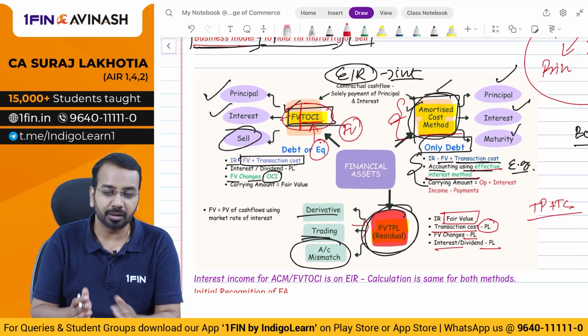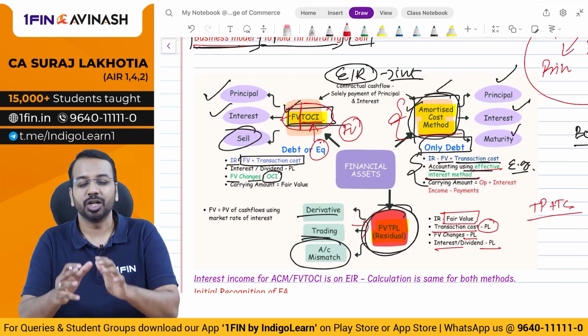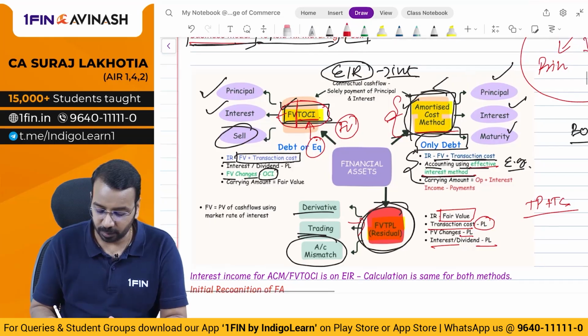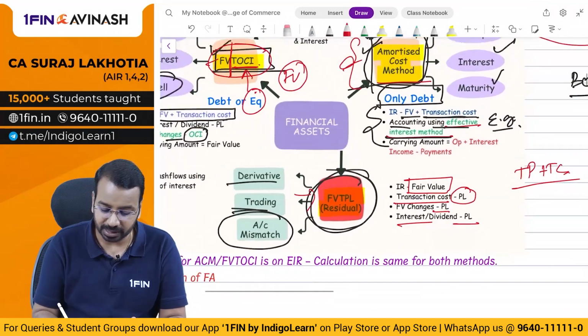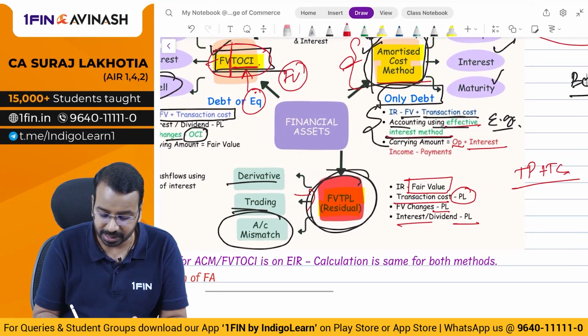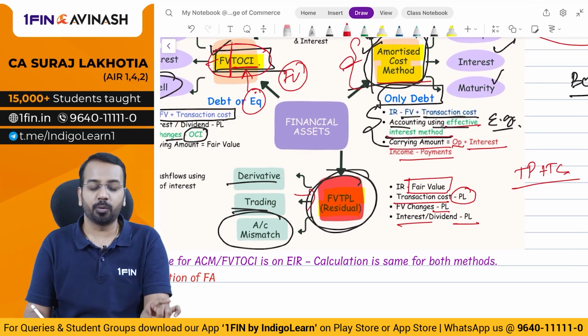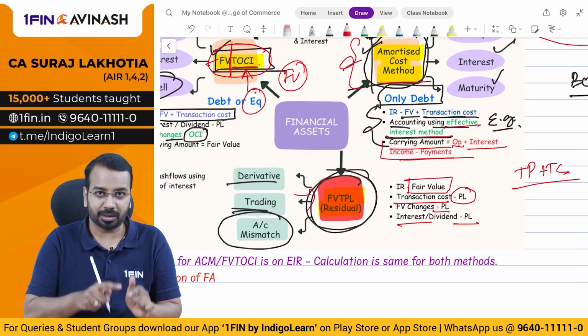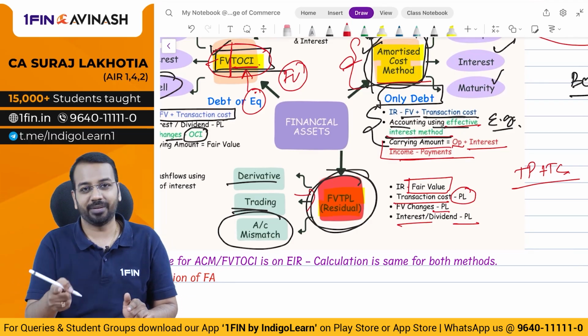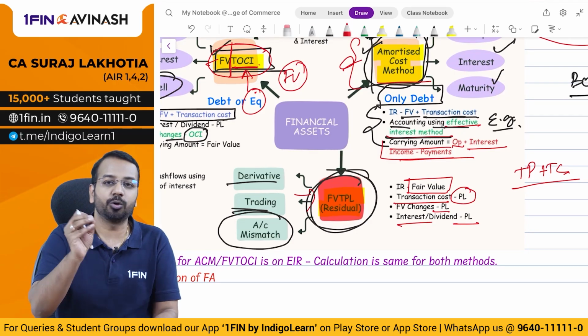For the amortized cost method, every year you will calculate interest using the effective interest rate and we will prepare a table where we say what is the opening balance, what is the interest, what are the payments and what is the closing balance. In case of FVTOCI, we will do the same calculation but the closing balance has to be fair value and any difference will be taken to OCI.